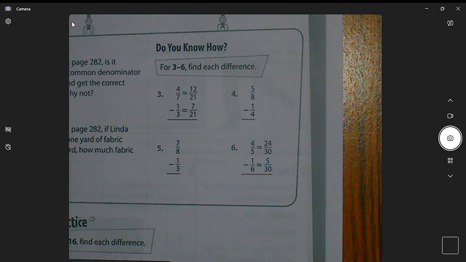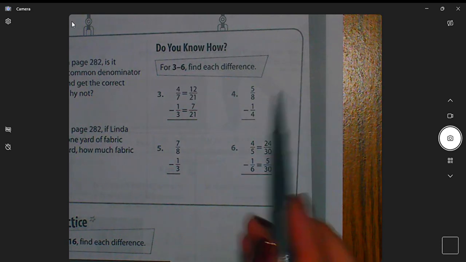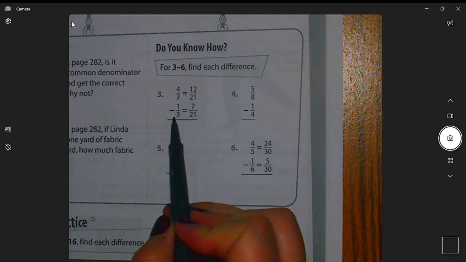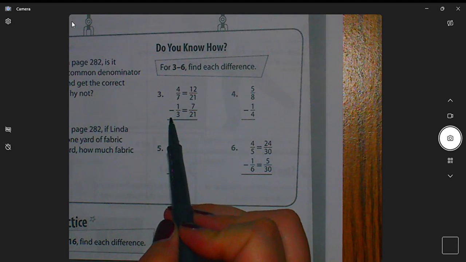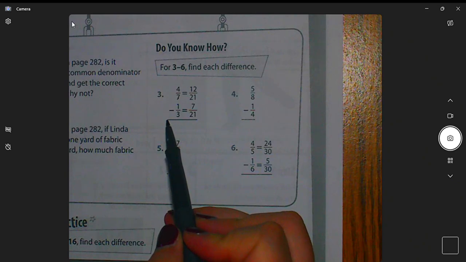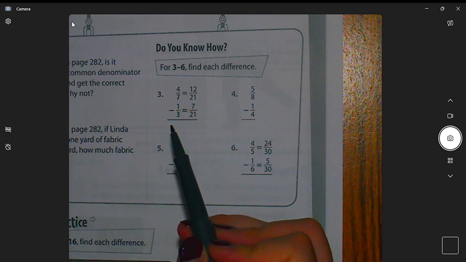Today, we are going to be focusing on subtracting fractions with unlike denominators. So just like when we add fractions with unlike denominators, I have to make my denominators match first. And by being able to do that, I can figure out what my difference or my sum will be.